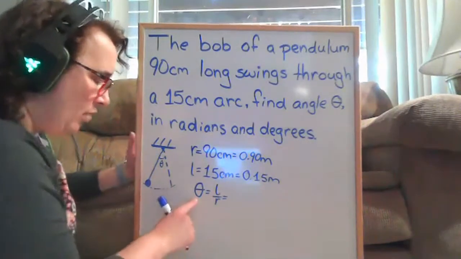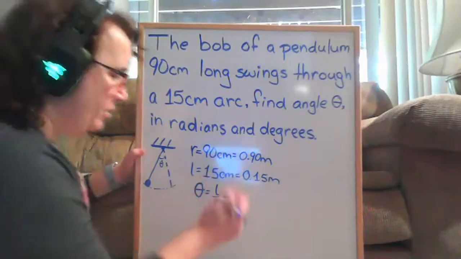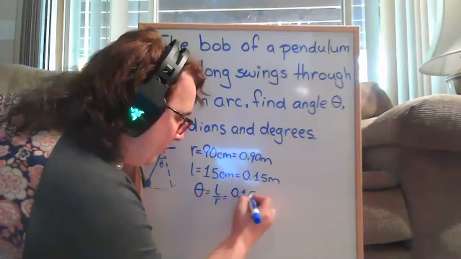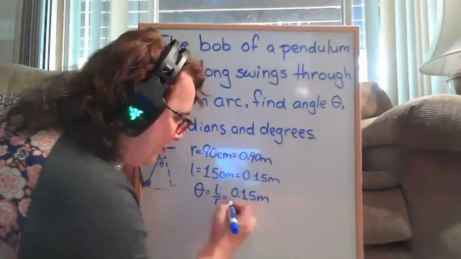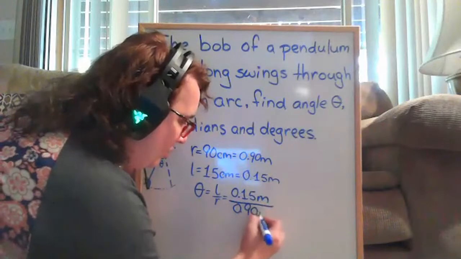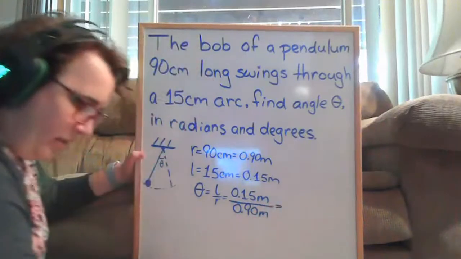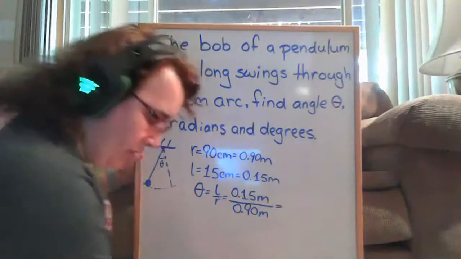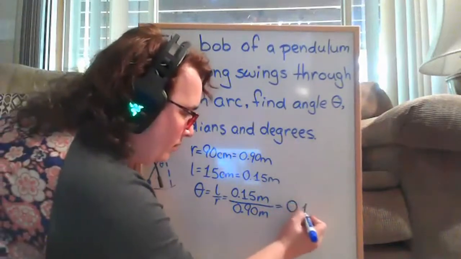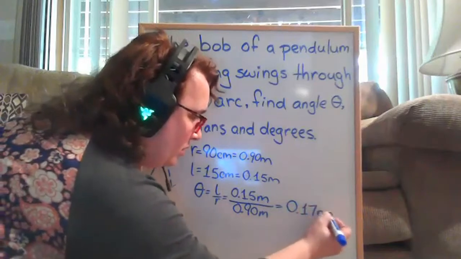So the angle is equal to L divided by R. So that is 0.15 meters divided by 0.90 meters. And that is equal to 0.17 radians.